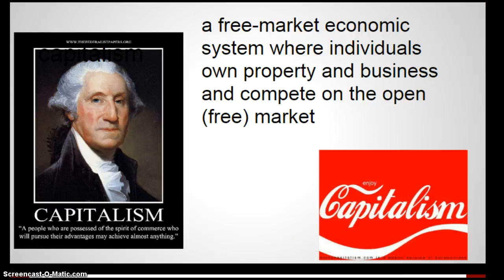And our next term here is capitalism. This is a free market economic system where individuals own property and businesses compete on the open and free market.